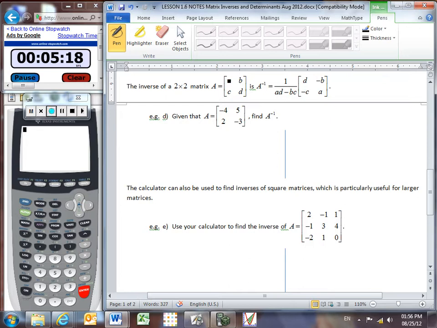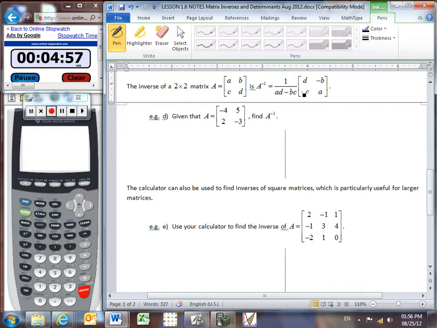Anyway, for now, AD minus BC, 1 over that amount, and now we'll switch the A and the D around in the inverse. The D and the A are backwards, and the negative B and the negative C, B and C have just become the opposites of what they were. They stayed in the same place, but we stuck a negative sign in front of them.